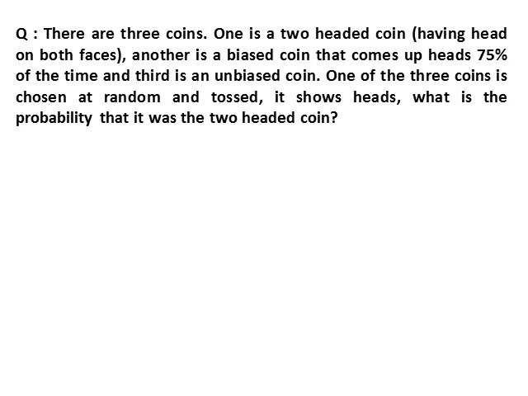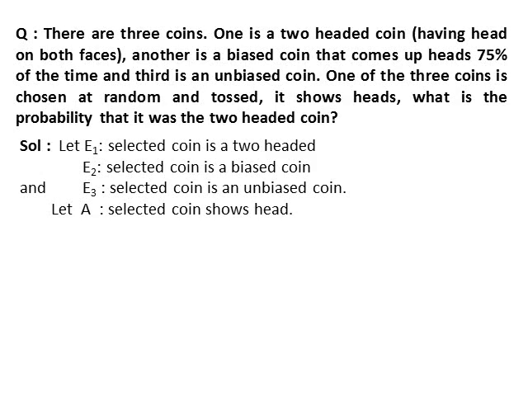As there are three types of coins, let E1 be the event that the selected coin is two-headed, E2 be the event that the selected coin is a biased coin, E3 be the event that the selected coin is an unbiased coin, and A be the event that the selected coin shows head. Now P(E1) equals 1 by 3 as out of three coins only one is two-headed. Similarly, P(E2) is 1 by 3 and P(E3) is also 1 by 3.